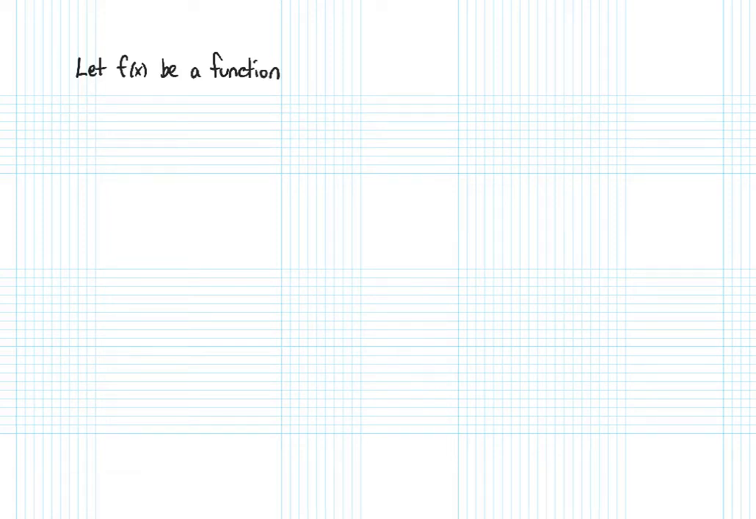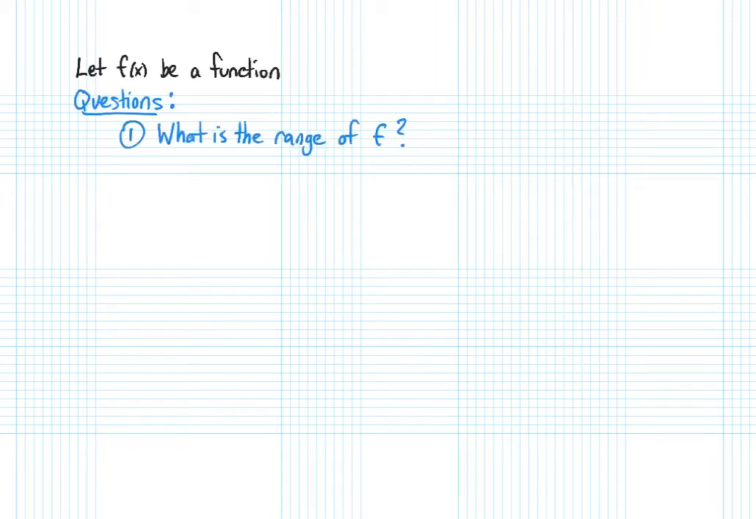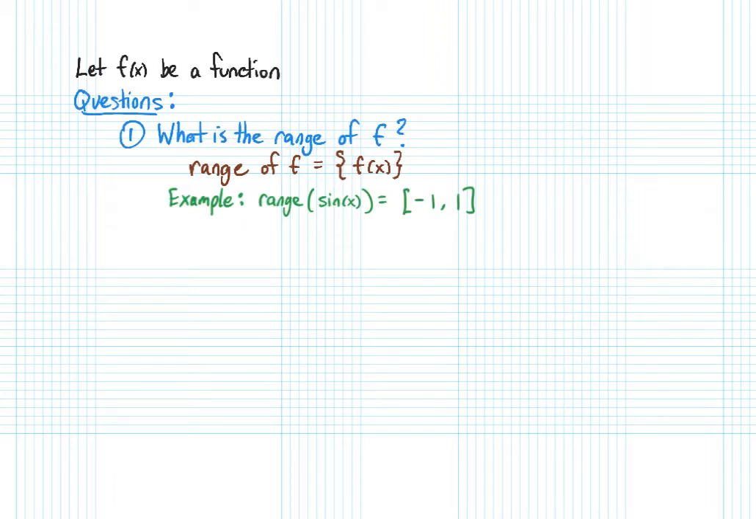Hi everyone. Think back to when you were in high school doing algebra and pre-calculus. There are a couple of questions that you learned to ask about functions. One question is, what is the range of f? By definition, the range of f is the set of all values that f of x can be. So for example, the range of sine of x is the interval from -1 to 1, because that is the range of values that sine of x can take.